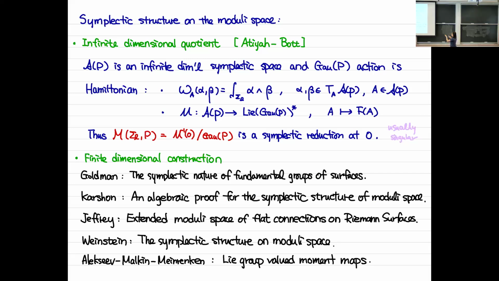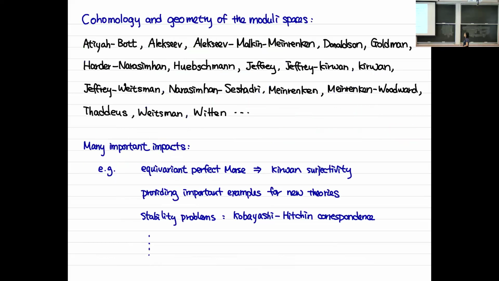There was a lot of work done on the finite dimensional construction. For instance, these are all very influential papers. Goldman has the symplectic nature of fundamental groups of surfaces. Yale has papers on the algebraic proof of the symplectic structure of moduli space. Lisa extended moduli space of flat connections. Alan Weinstein, the symplectic structure of moduli space, and Alekseev-Malkin-Meinrenken's Lie group valued moment maps. So these are the finite dimensional constructions.